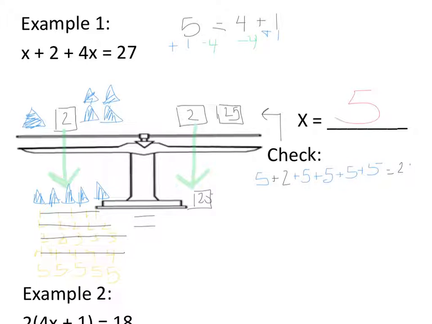And on the other side we added 2 plus 25. So we'll go through the process of 5 plus 2 is 7, plus 5 is 12, plus 5 is 17, plus 5 is 22, plus 5 is 27. So we have a value of 27 on that side. And then on the right, we have 2 plus 25, which is 27. So our answer makes sense.